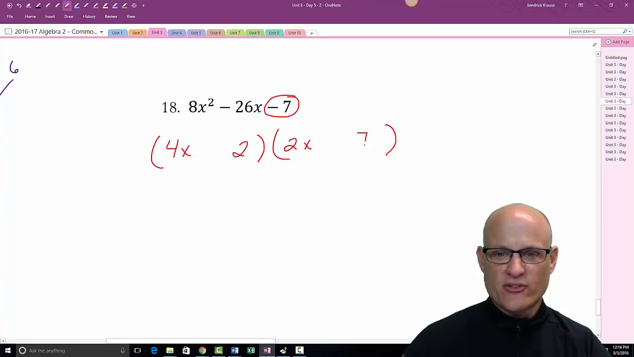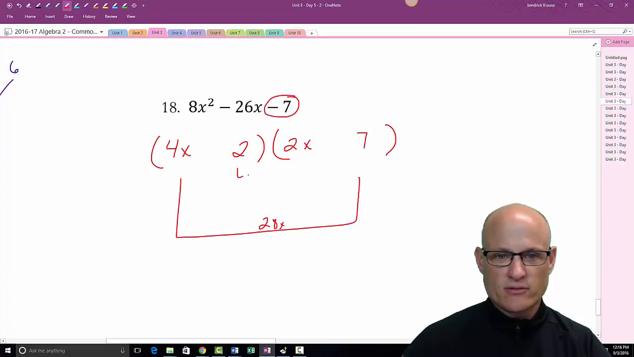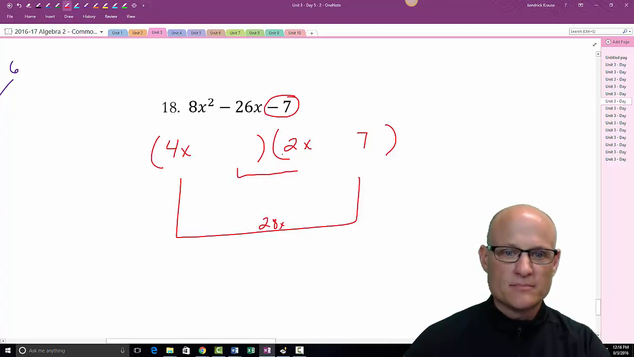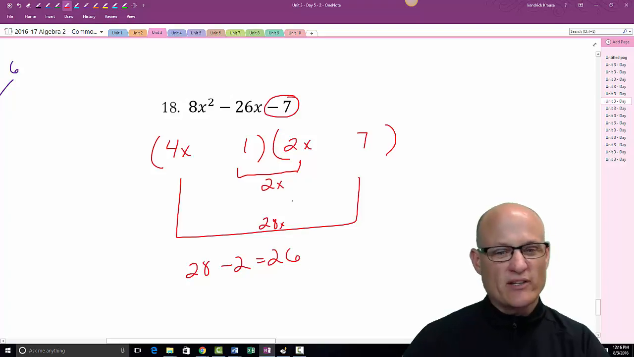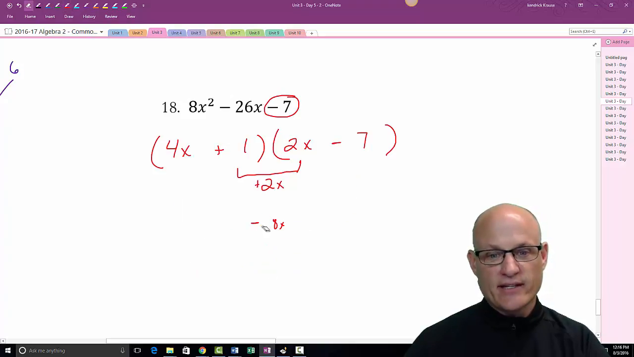And eventually you'll just start to see these patterns. Oh, 28x. This should be a 1, by the way. And 2x. So if I take 28 minus 2, that's 26. But I don't want 26. I want negative 26. So this should be negative, and this should be positive. This one should be negative, and this one should be positive. And there we go, kids. And that is factoring by using guess and check.